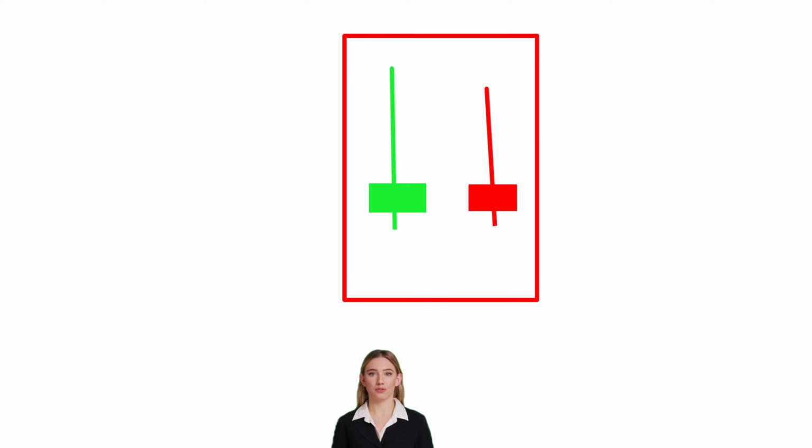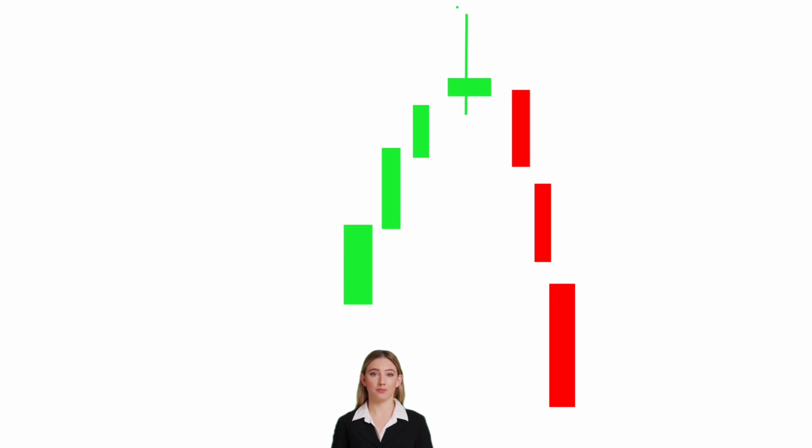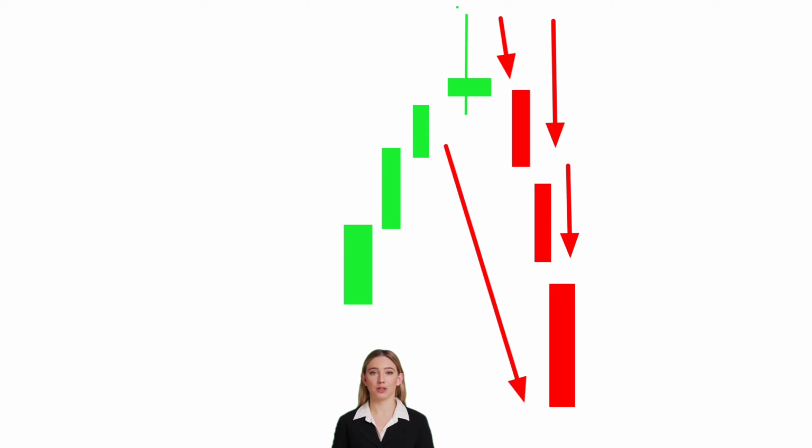A shooting star candlestick pattern, on the other hand, is formed when the price opens higher than it closes, but then falls and closes lower than the open. This pattern is seen as a bearish signal, indicating that sellers have taken control and pushed the price lower.